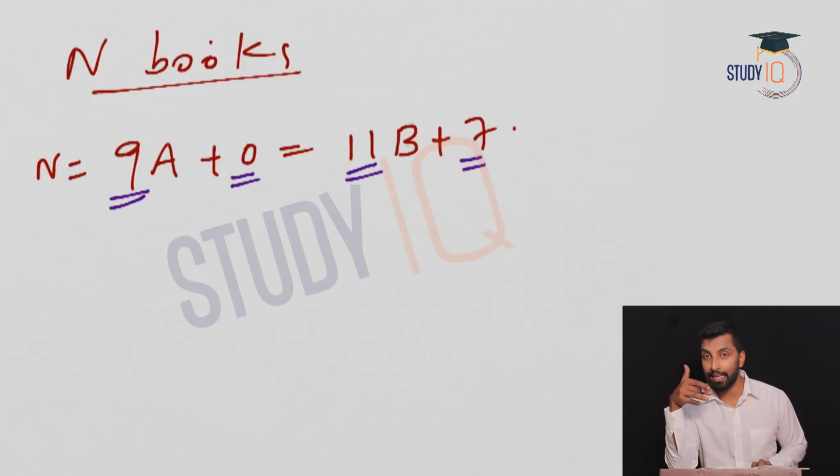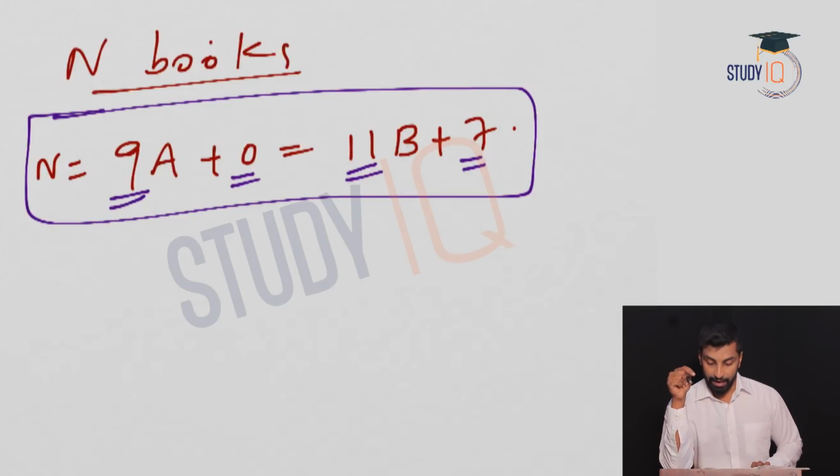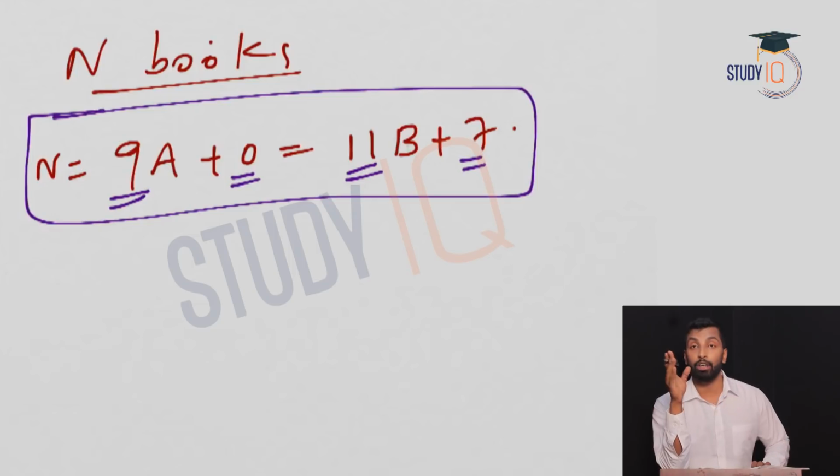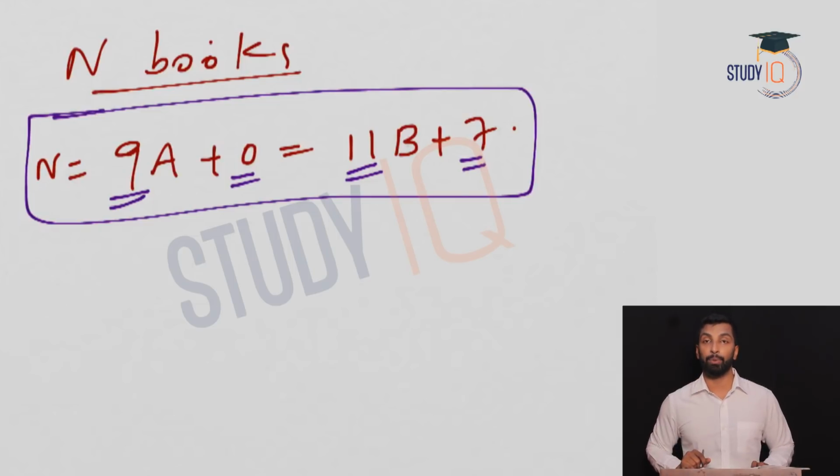So I discussed three different questions with this same story. What are the three questions? A number when divided by 9 gives 0 remainder, when divided by 11 gives 7 remainder. What is the number? Or what is the first possible number? Second, I have n books in a shelf. If I group them into groups of 9, nothing is left out. If I group them into groups of 11, 7 books are left out. How many minimum books are possible?